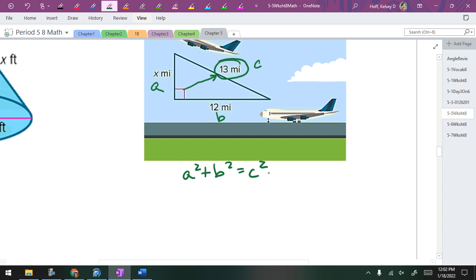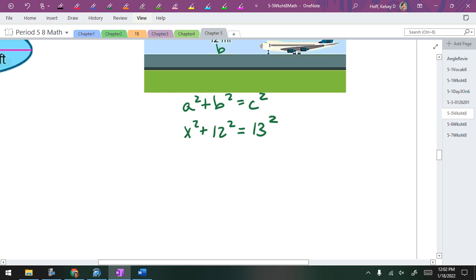So you guys told me A is X squared plus 12 squared equals 13 squared. Now we still have exponents, still going to be the first thing we need to take care of. 12 squared is 144. 13 squared is 169. What do I do on this one now?